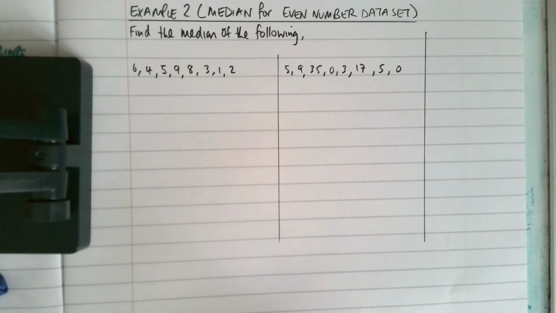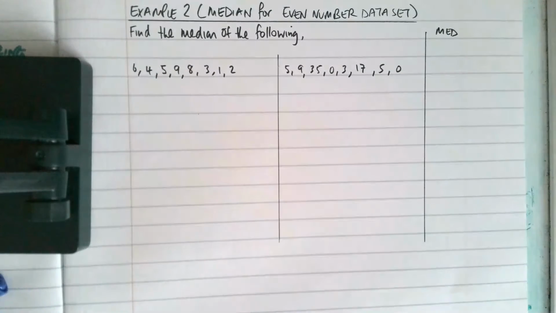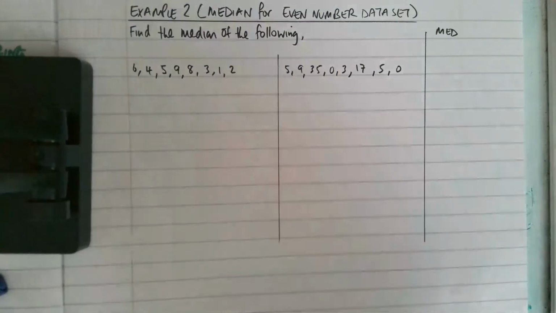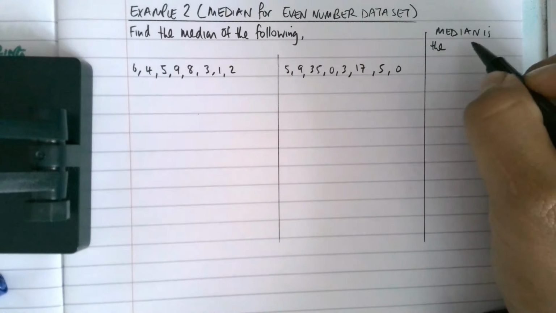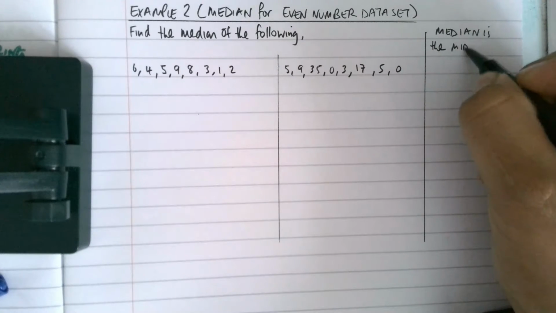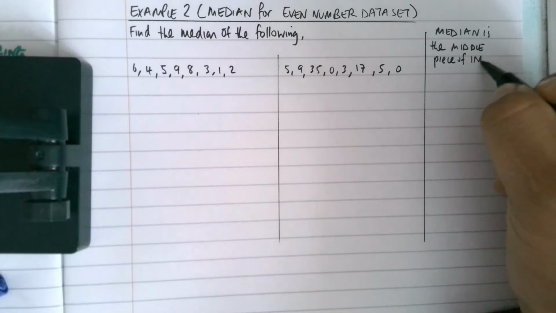Again, we're going to be looking for the median from these two data sets. The difference is that these have an even number of data. Right? So the number of data is even. Remember, the median is the middle number in our data set, middle piece of information.